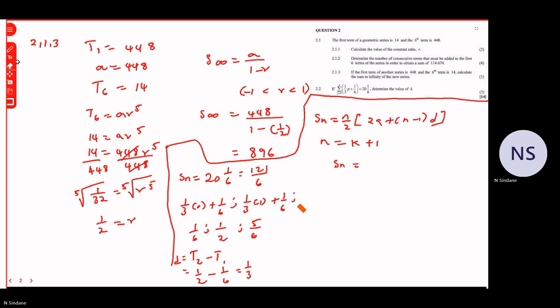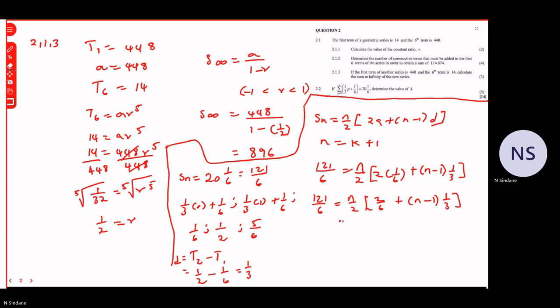Okay, let me remove that because I already did that there. Give it some space. Sn is 121 over 6. This is equals to n, we don't know, so n over 2 into 2 into 1 over 6 plus (n minus 1) 1 over 3. And then 121 over 6 is equals to n over 2 into, this gives me 2 over 6 plus (n minus 1) 1 over 3.